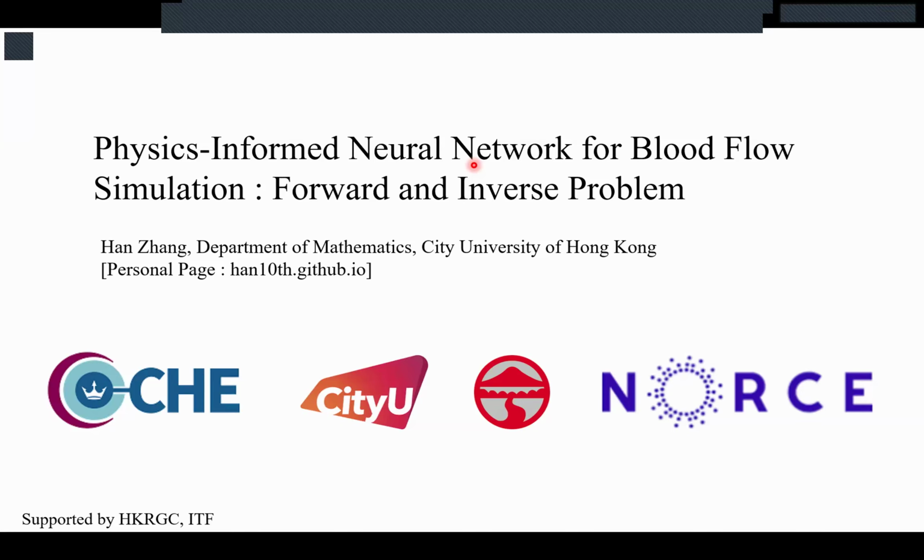So basically, this talk is about using the PINN to do blood flow simulations, and it will involve the forward simulations of the blood flow and also an inverse problem, where we assume some measured data and reconstruct a physically meaningful flow given by the Navier-Stokes equations.